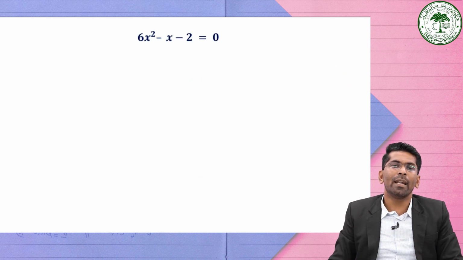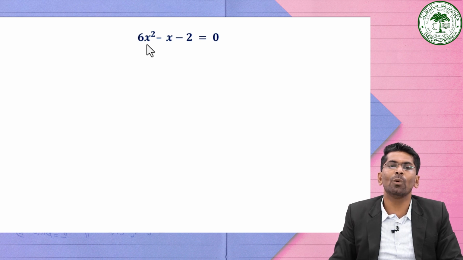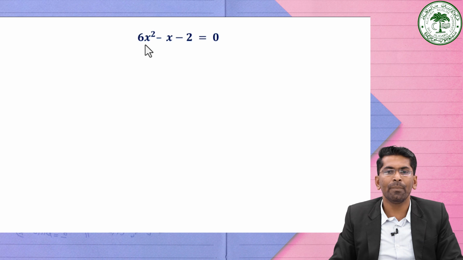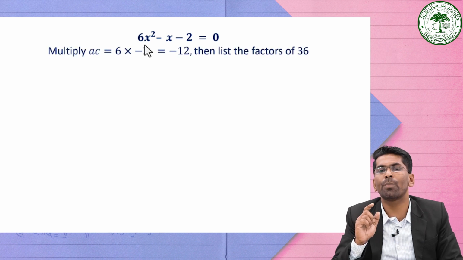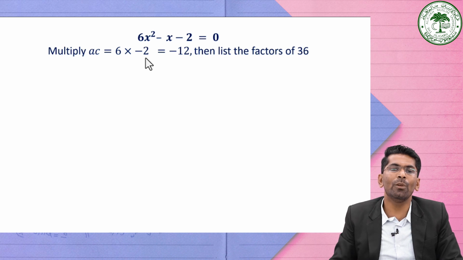Now let us consider another example, where the coefficient of x square is equal to 6. See, again here we want to find two numbers whose product is equal to a into c, that is 6 into minus 2, which is equal to minus 12. Then we will list the numbers which will give minus 12. Sorry, this is not 36, it is minus 12. So minus 12 will be considered.